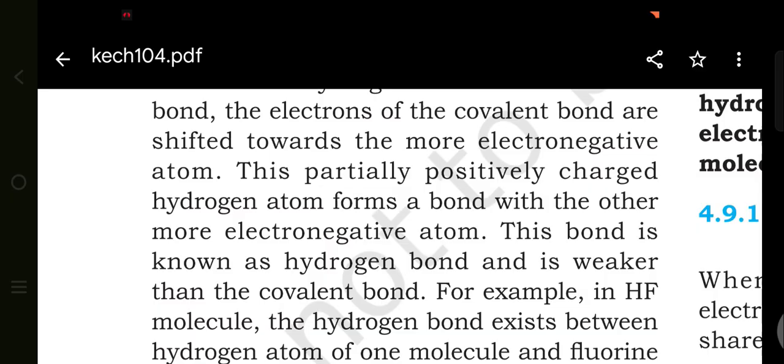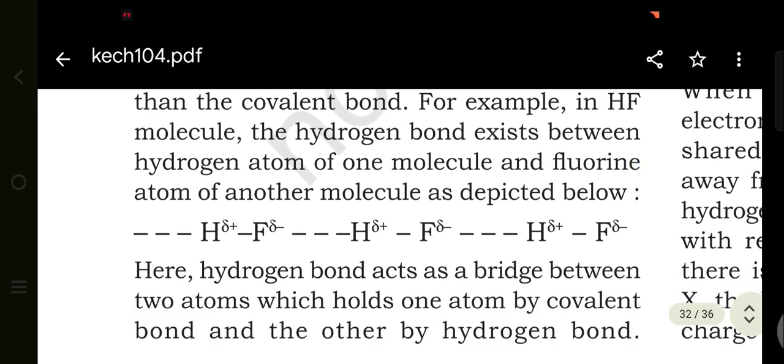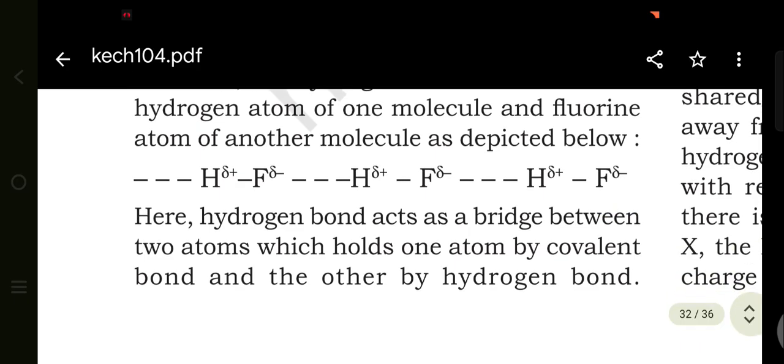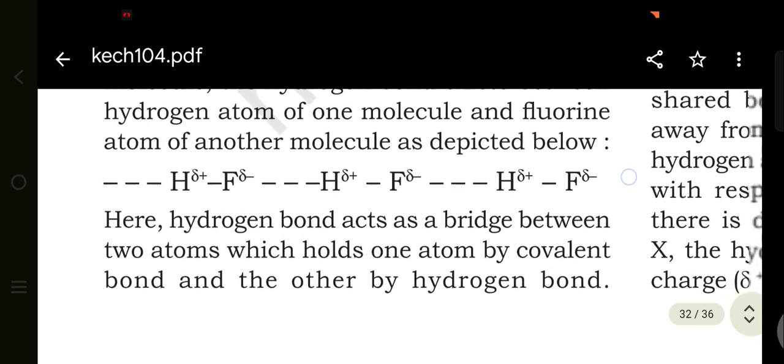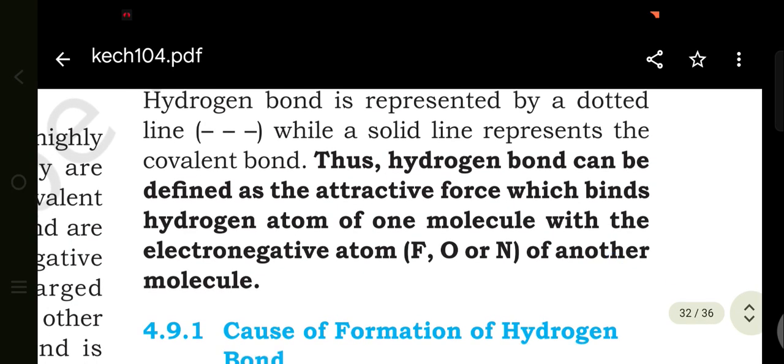For example, in the HF molecule, the hydrogen bond exists between the hydrogen atom of one molecule and the fluorine atom of another molecule, as depicted here. Here, the hydrogen bond acts as a bridge between two atoms, which holds one atom by a covalent bond and the other by a hydrogen bond. A hydrogen bond is represented by a dotted line while a solid line represents the covalent bond. Thus, a hydrogen bond can be defined as the attractive force which binds the hydrogen atom of one molecule with the electronegative atom, like fluorine, oxygen or nitrogen, of another molecule.